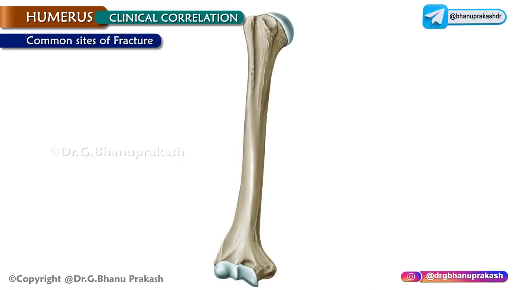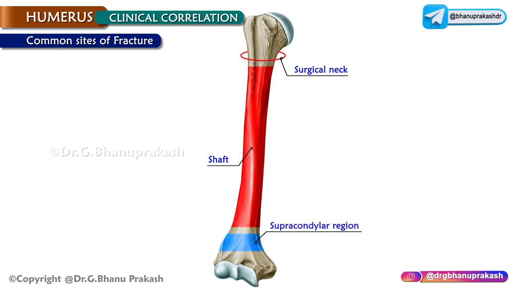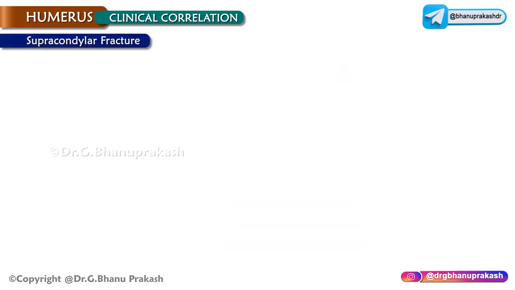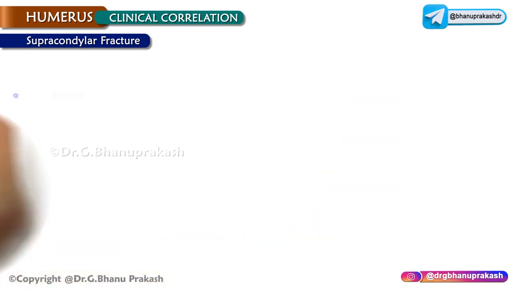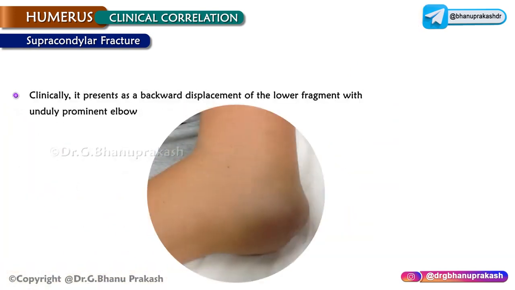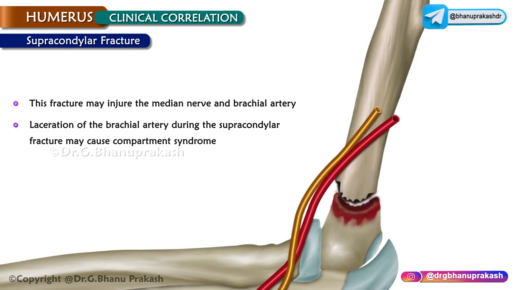Common sites for the fracture of humerus are surgical neck, shaft, and the supracondylar region. Supracondylar fracture of the humerus. It is caused by fall on an outstretched hand and commonly occurs at a young age. Clinically, it presents as a backward displacement of the lower fragment with unduly prominent elbow. This fracture may injure the median nerve and the brachial artery.